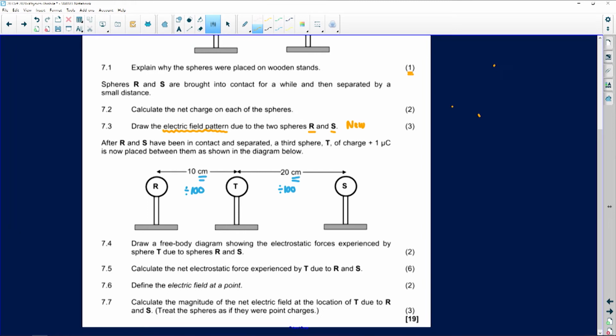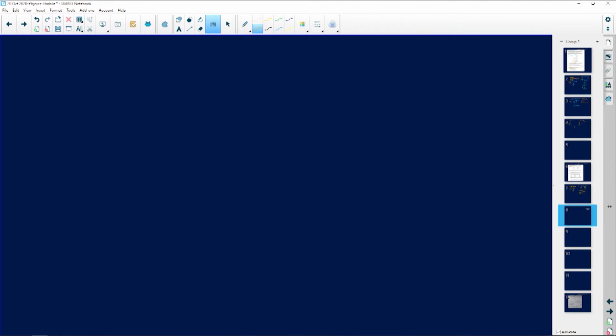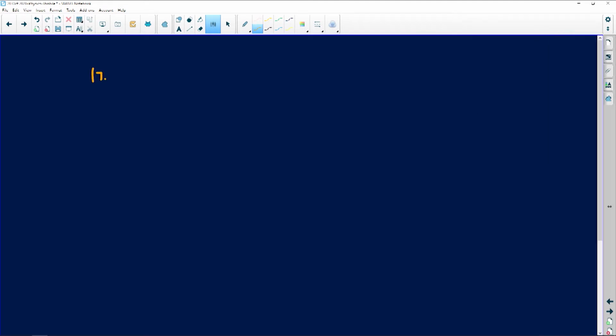So now between these two, they are placed apart at different distances. This R is a positive, T is a positive, and then S is also a positive. Now 7.4 says, draw a free body diagram showing the electrostatic forces experienced by T due to R and S. I want to just highlight this one. Free body diagram means the object in question turns into a little dot. This is 7.4. I'm going to do it the long way around. I'm going to show you how I do it in my classroom.